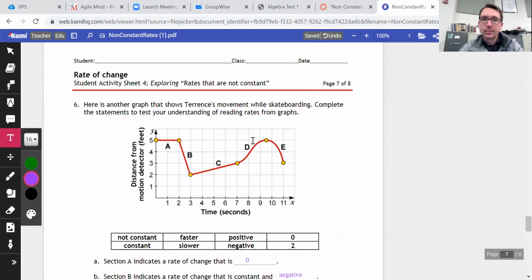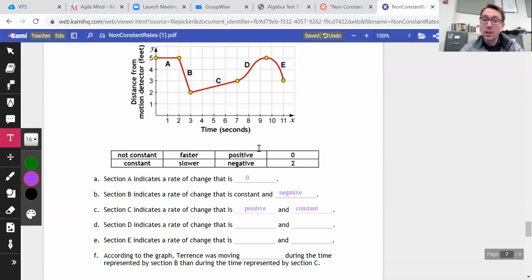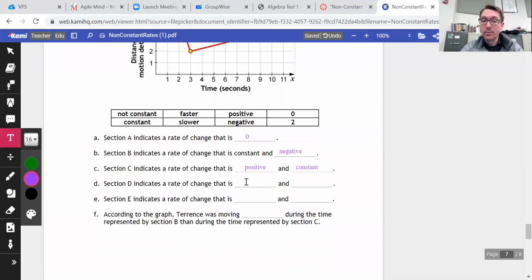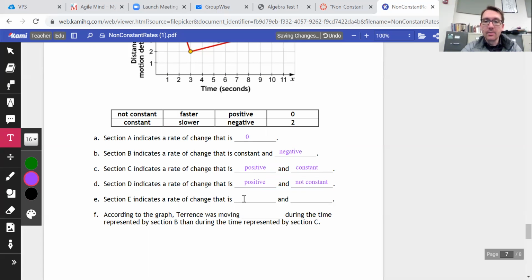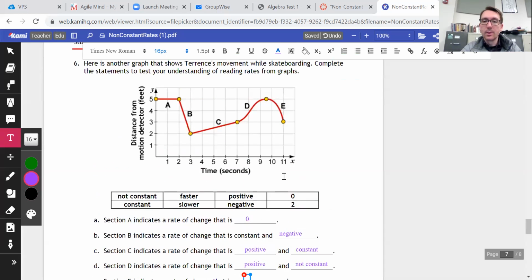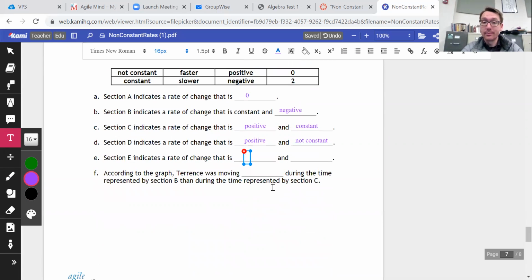D, it's still going up, right? So it's still positive, but now it's curvy. It's no longer constant. It's changing speed as it goes. So it's still positive, but now it's not constant. And E, going up or down, it's going down, so that's negative. And it's curvy, so it's not constant.